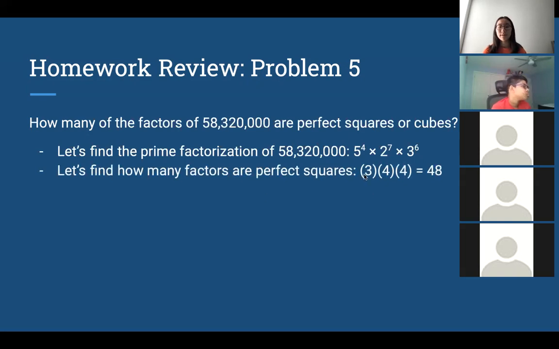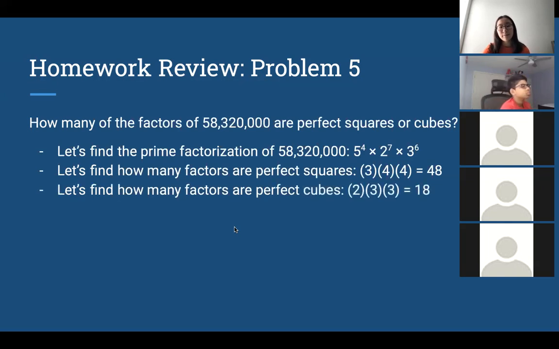So for perfect squares, there's 48 possibilities. So let's just go through the possibilities for 2 to the 7th. We have 2 to the 0th power, 2 to the 2nd power, 2 to the 4th power, and 2 to the 6th power. So that's 4 possibilities, and that's why we multiply it by 4 there. And the same goes for the other 2.